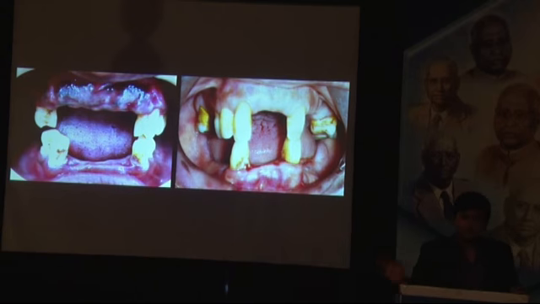So these are all situations which can be treated much better instead of just giving them that conventional RPD, which even in clinical practice becomes irritating. The patient keeps coming back, yahan lag raha hai, wahan lag raha hai, and you just keep on going round in circles. So what are precision attachments?